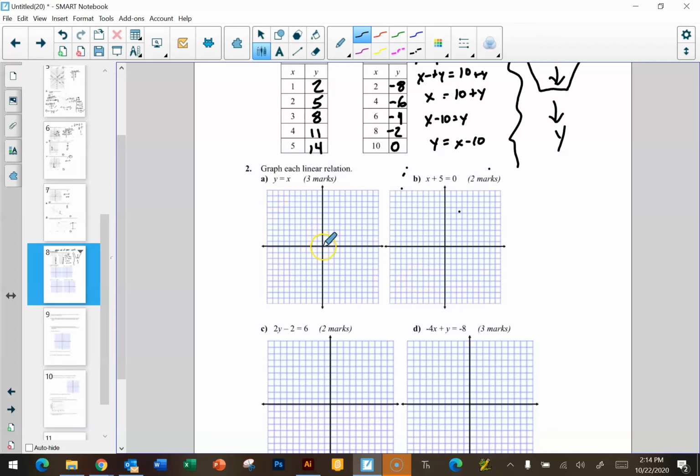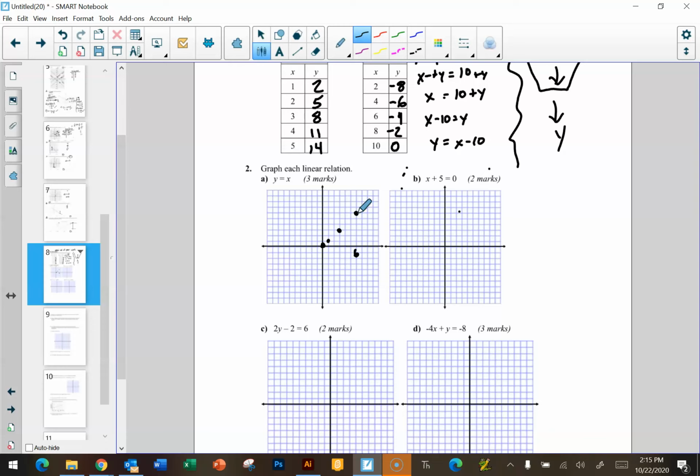Y equals x is a good one because you don't even really need to put labels on this, because for every box of x, it's going to be a box of y. So if x is 1, y is 1. If x is 3, y is 3. 1, 2, 3, 4, 5, 6. There we go. So an easy way to graph this relation would be like that.